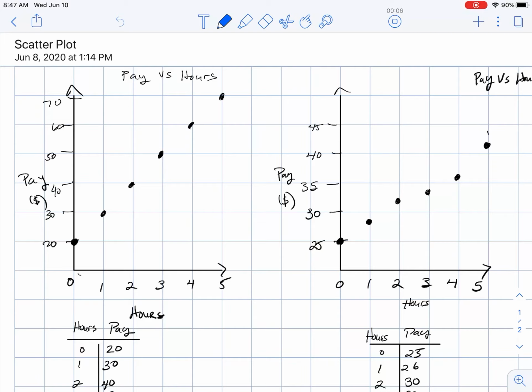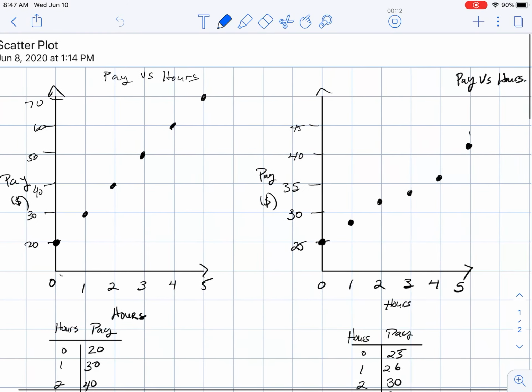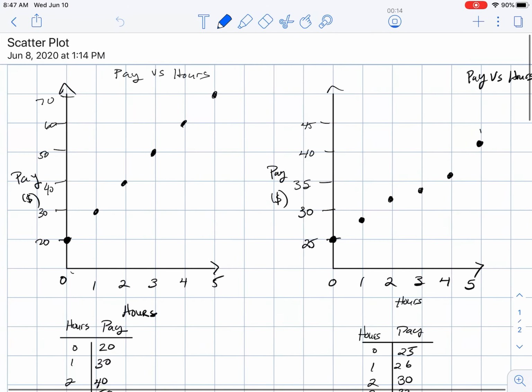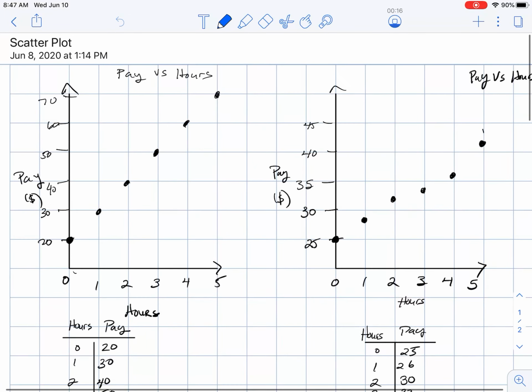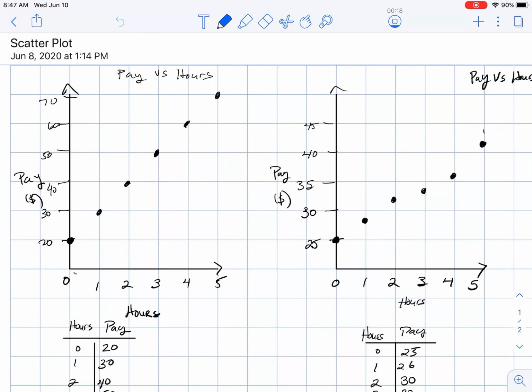Okay, in this video, we're going to look at a scatter plot. So let's look at these two graphs here. We've got the one on the left, which is pay versus hours, and also on the right, pay versus hours. Now, the first thing we notice about the one on the left is that if we were to connect those dots, and I'm going to do so right now, they would make a perfect straight line.